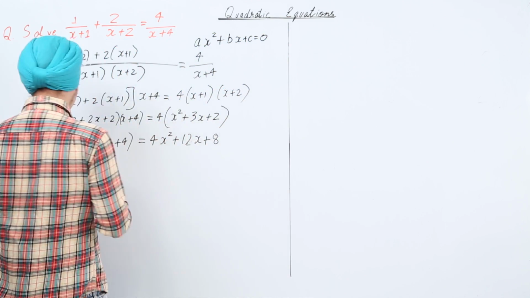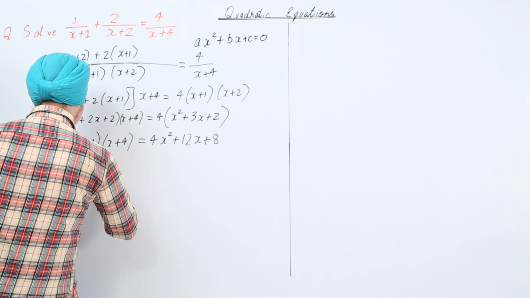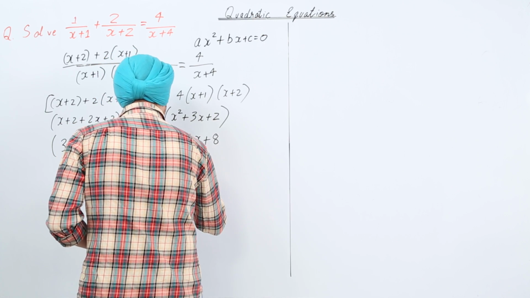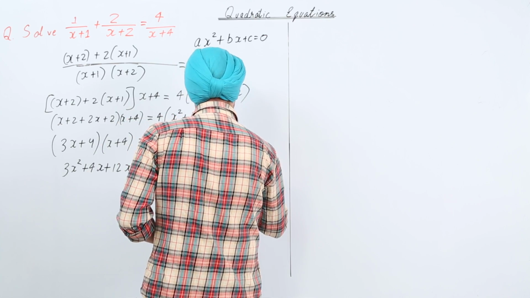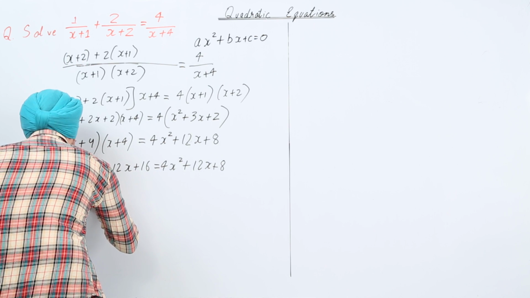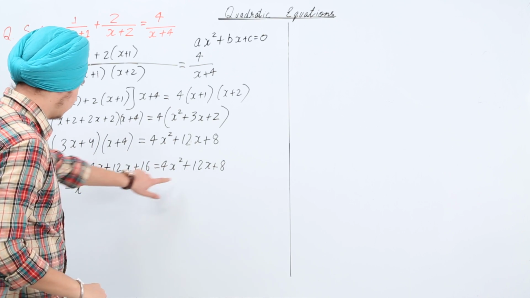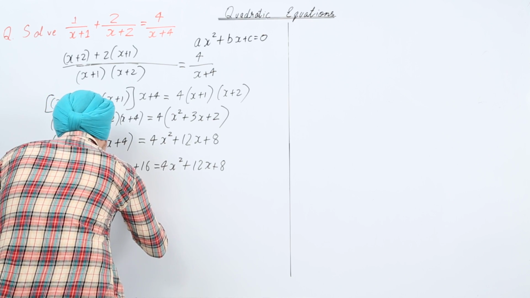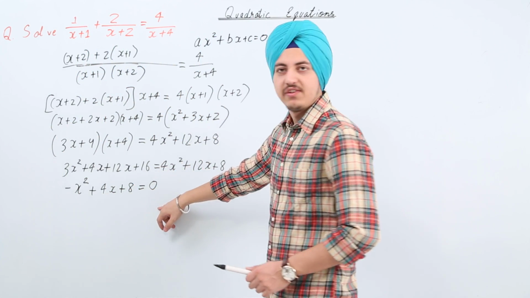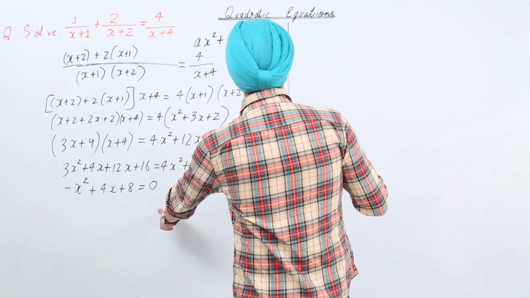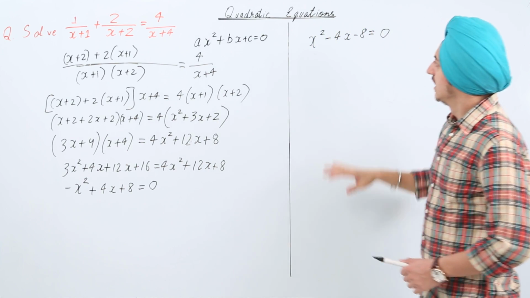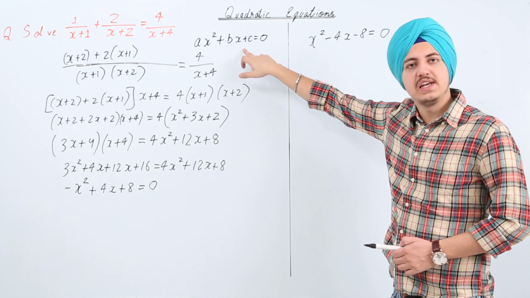We further have to simplify this side. We have 3x square plus 4x plus 12x plus 16 equal to 4x square plus 12x plus 8. Now we take this to this side, we get minus of x square. Then we have 16x on this side and 12x on this side, so we get plus 4x, and we get plus 8 equal to 0. Now this is the simplified form. We multiply this with minus 1, so we get the equation x square minus 4x minus 8 equal to 0. Now this equation is in the form of ax square plus bx plus c equal to 0.